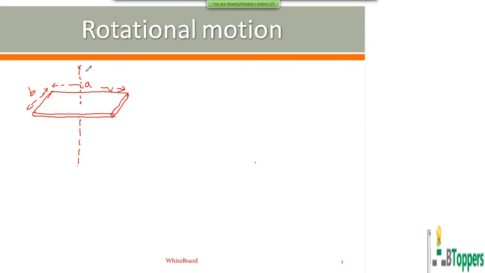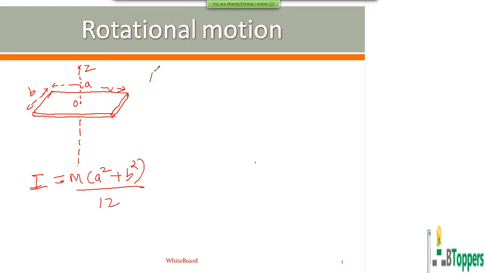So moment of inertia of a thin uniform rectangular plate about the axis perpendicular to the plane of the plate and passing through the center of mass of the plate is given by M into a square plus b square by 12. a is the length and b the breadth of the plate. M is the mass of the plate.